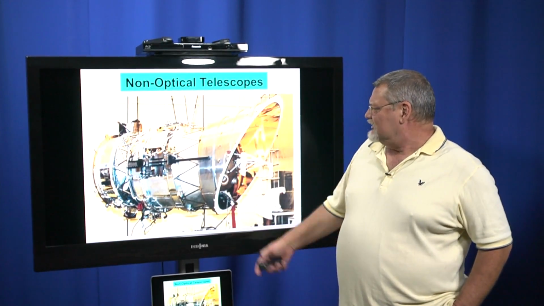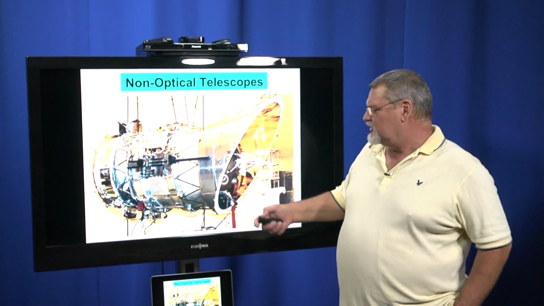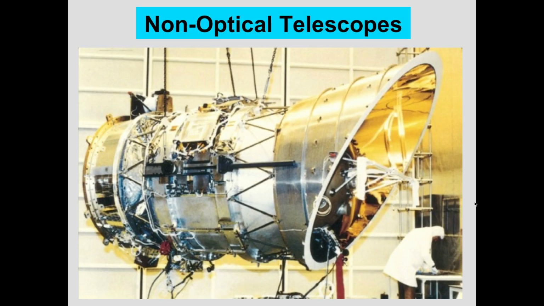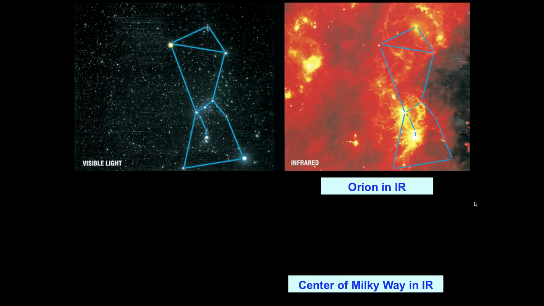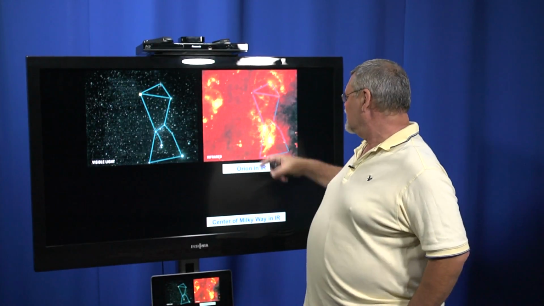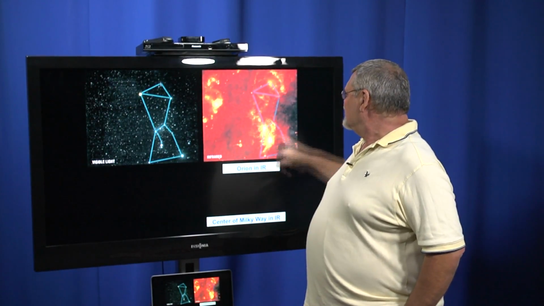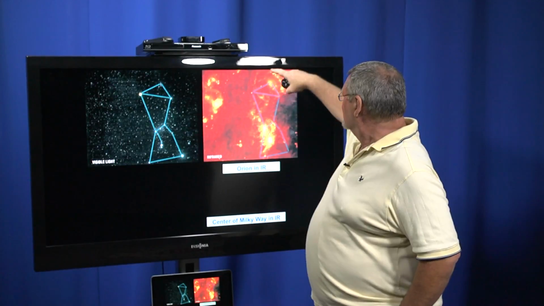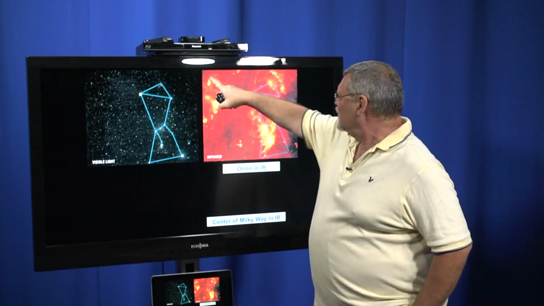This is IRAS, the Infrared Astronomical Survey. This is up in space now. It may not be working anymore, I'm not sure. But this is one of the first spacecraft we sent up to look at the universe and our galaxy in infrared, which we could not see from here on the ground because of the atmosphere. And here is looking at, this is visible light. Here's Orion in visible light, and here is Orion in infrared. Notice that out here we got a lot of bright stuff here in infrared.